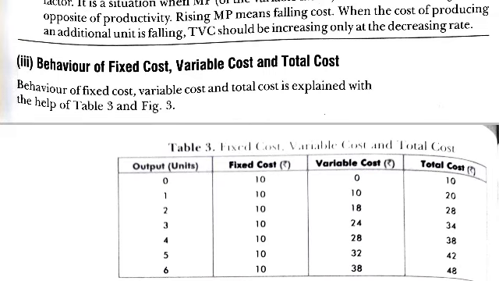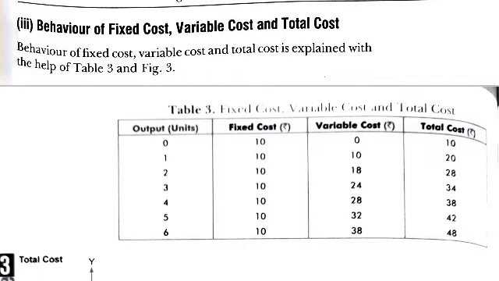Class 12th Economics Paper A, today's topic is behavior of fixed cost, variable cost and total cost. Behavior of fixed cost, variable cost and total cost is explained with the help of the given table.